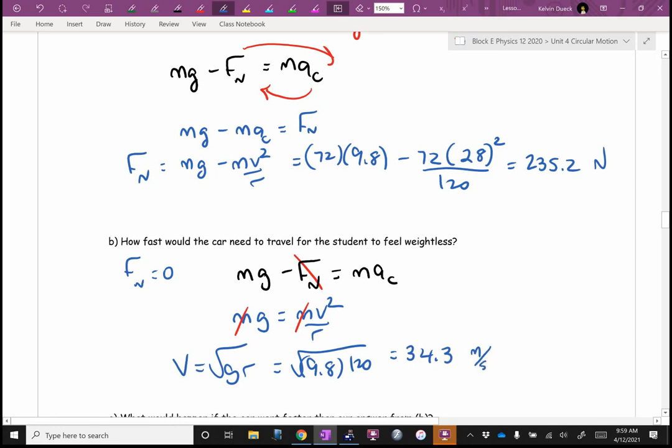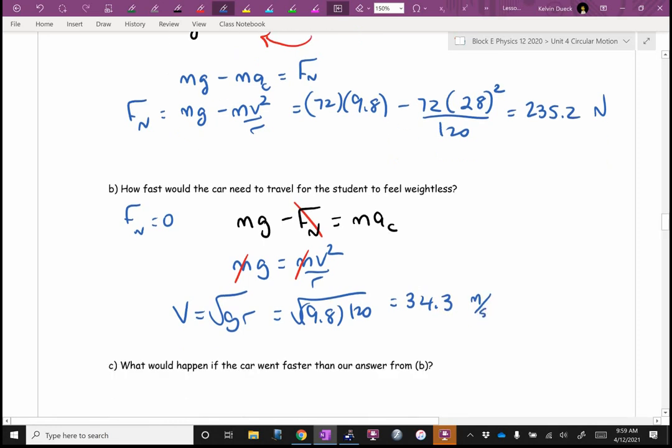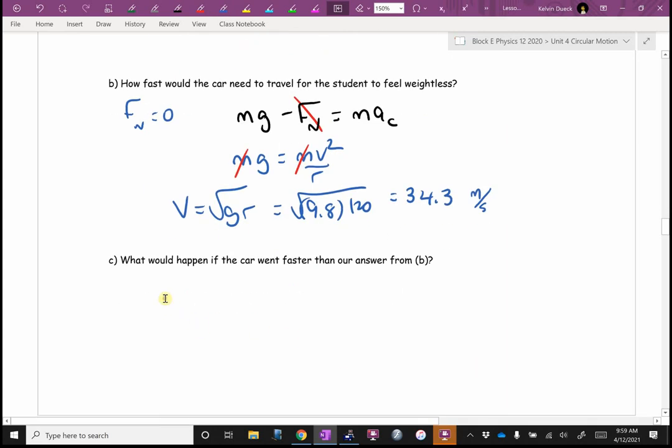Hey, Mr. Duick, what if you went faster than 34.3 meters per second? What would happen? Yes. Or you can say get air.